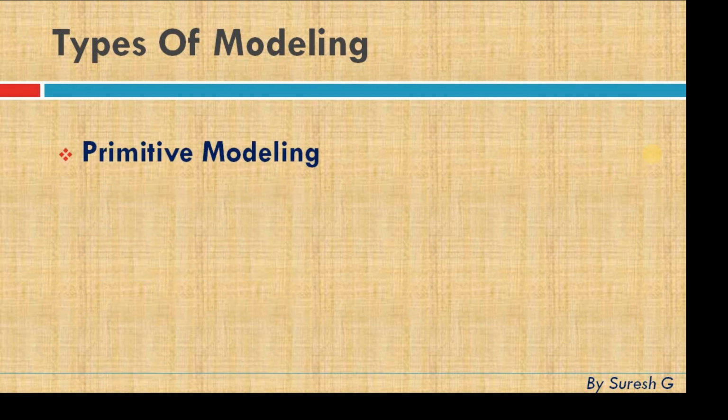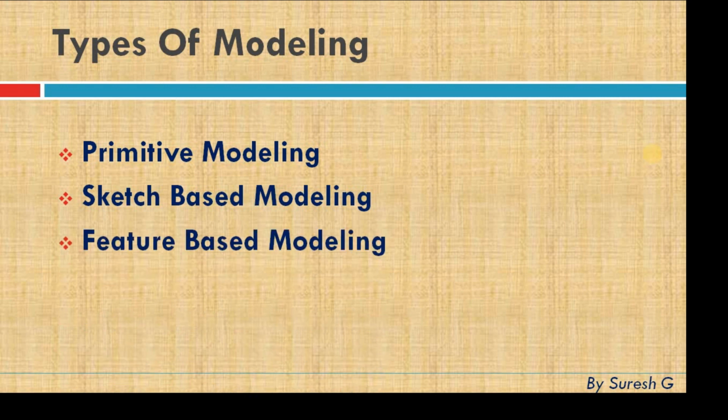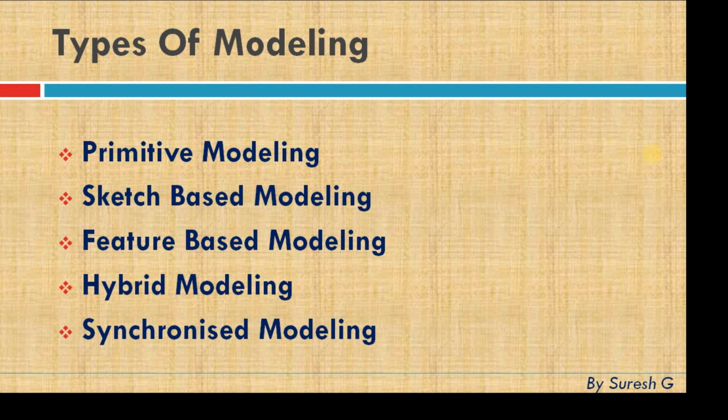So, types of modeling. First one is primitive modeling, sketch based modeling, feature based modeling, hybrid modeling, and synchronized modeling. We will see all those things in detail in the upcoming sessions. However, I will give you a glimpse of that. So let's start with primitive modeling.